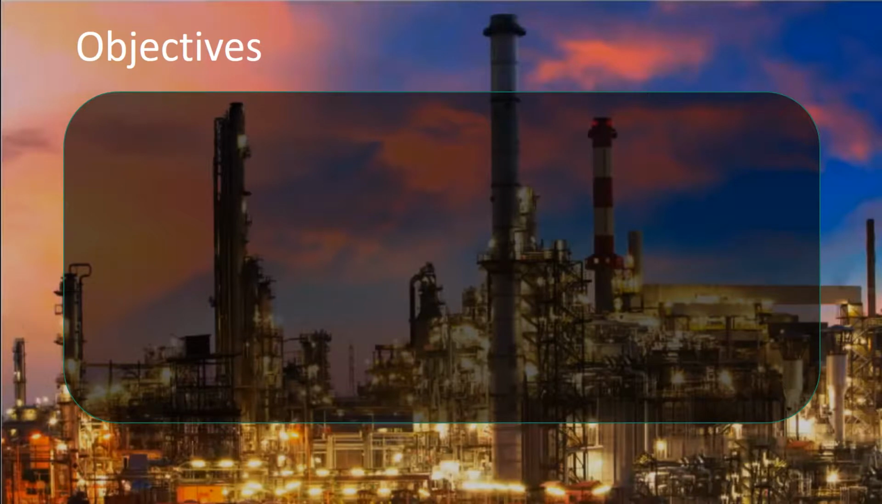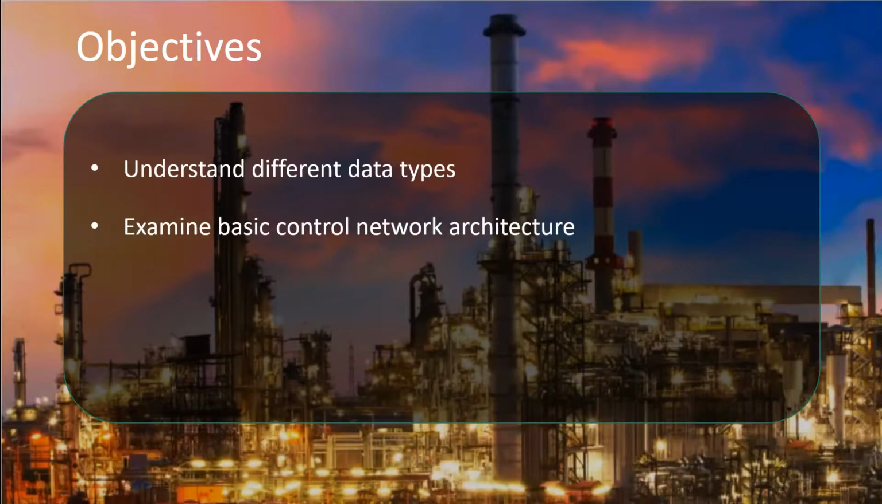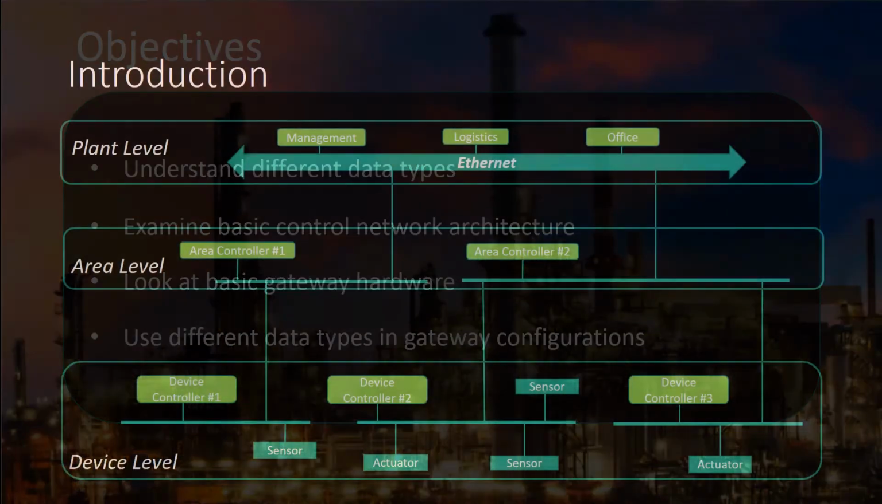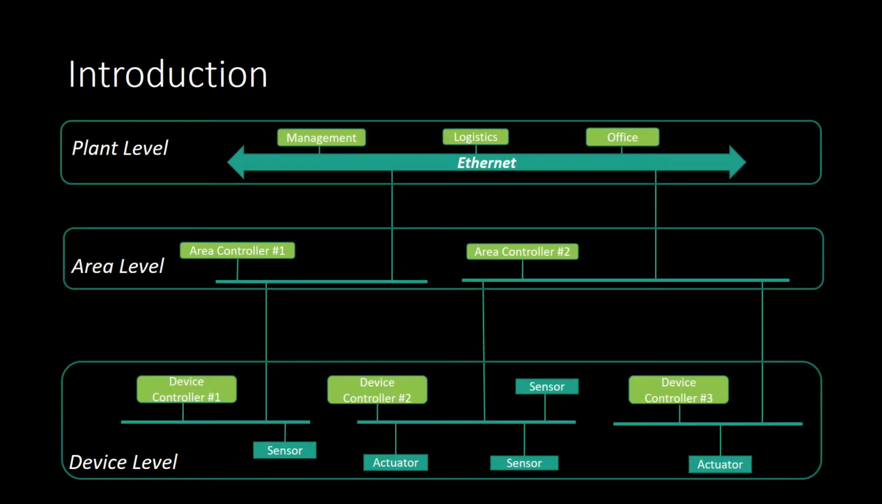In this presentation, we will understand different data types, examine basic control network architecture, look at basic gateway hardware, and use different data types in gateway configurations. Networks and devices need to be connected for data gathering and sharing, but they don't always speak the same language or have the same structure.